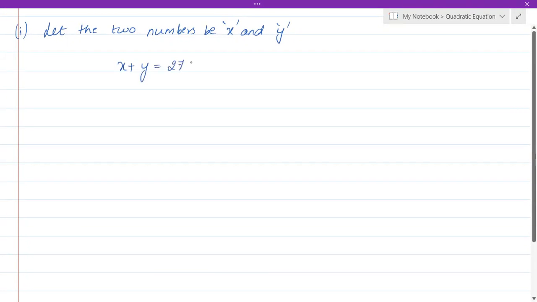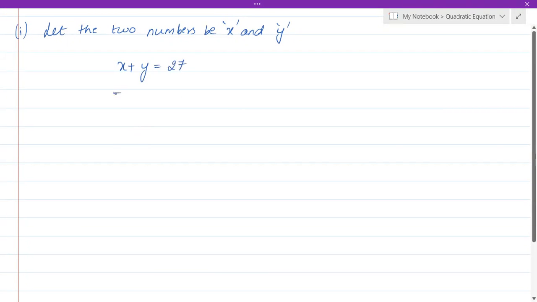So this is the first question for us in exercise 4.2, but in the textbook it is the third one. Okay, so let the two numbers be x and y. What is given? If I add these two numbers, their sum is 27.